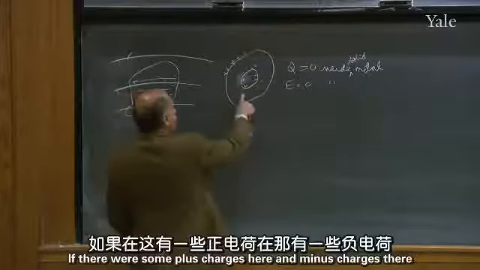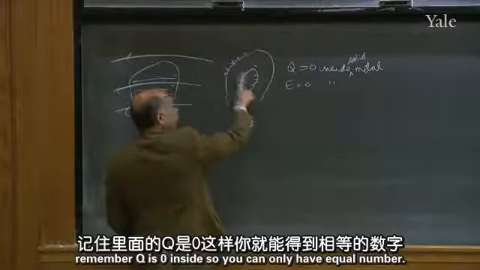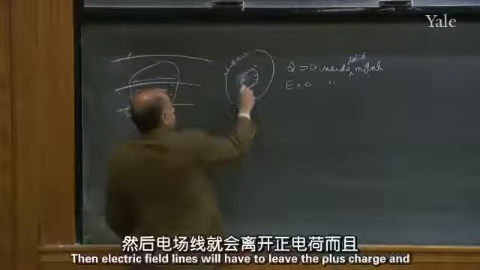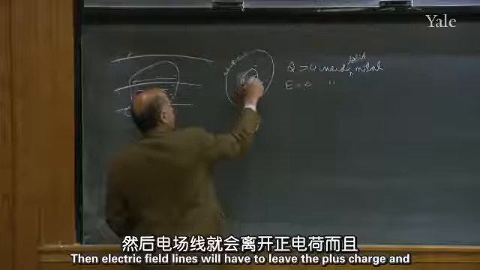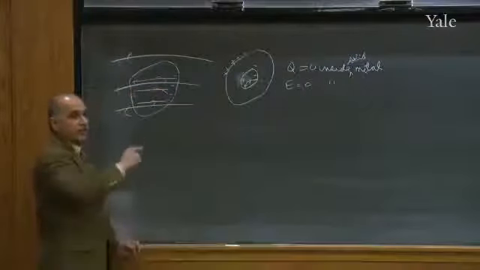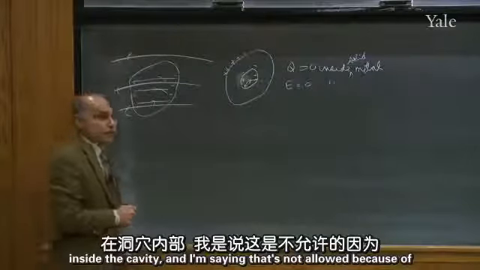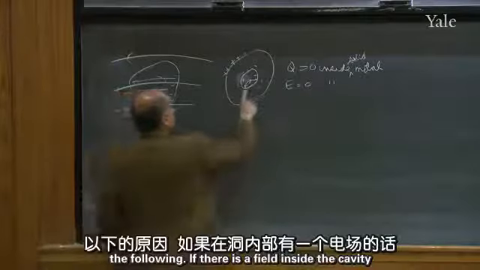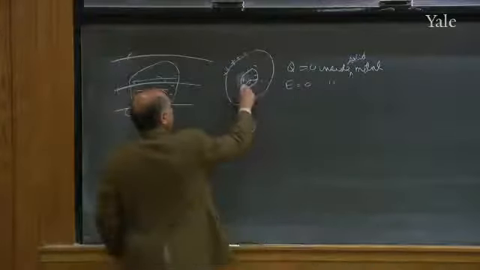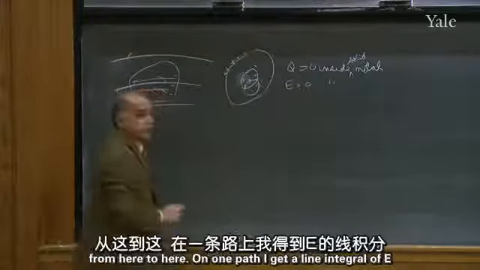If there were some plus charges here and minus charges there, remember Q is 0 inside, so you can only have an equal number, then electric field lines will have to leave the plus charge and terminate on the minus charge. So there'll be an electric field inside the cavity. And I'm saying that's not allowed because of the following. If there is a field inside the cavity, let's take that path and another path, which are two ways to go from here to here.